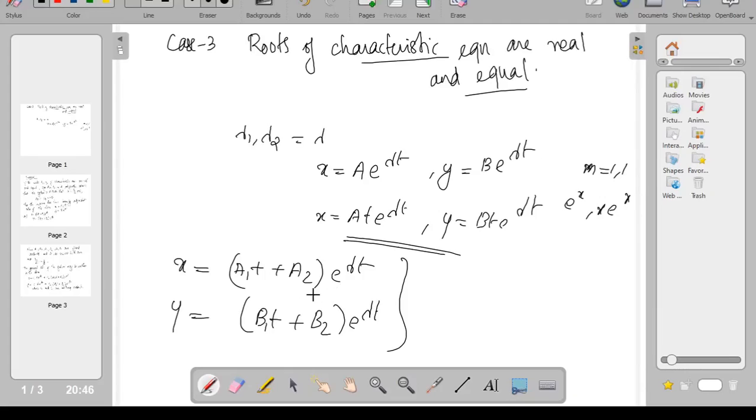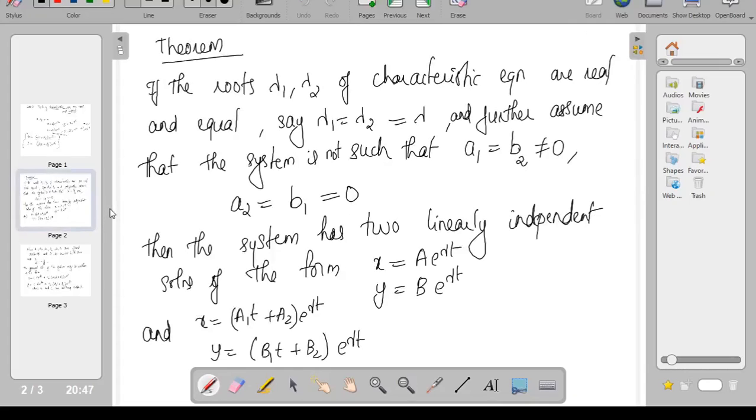real and equal roots. We do not necessarily always get two independent solutions in every case. So sometimes when you solve the equation you will have only a single solution. So we will look at what are the conditions for the second linearly independent solution to occur.